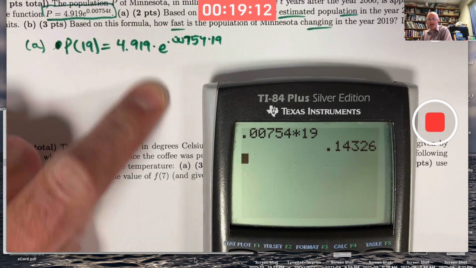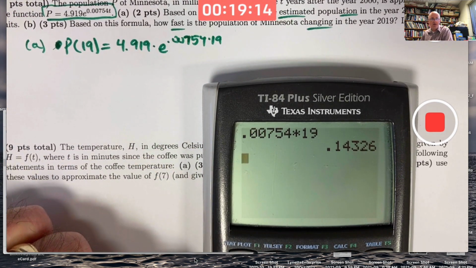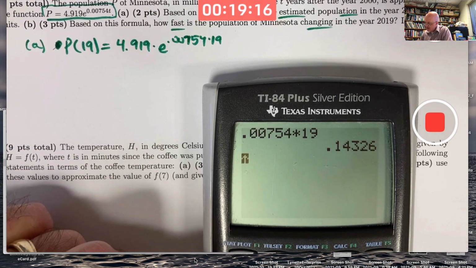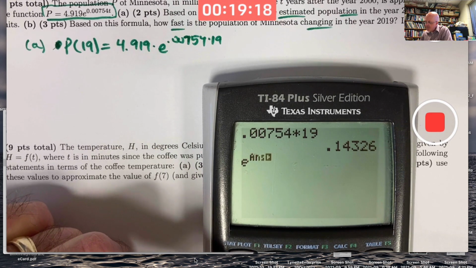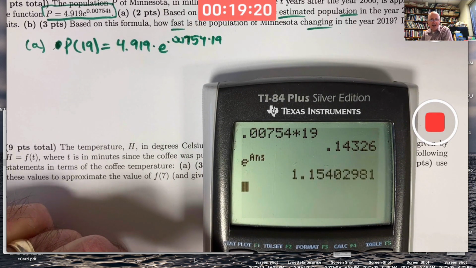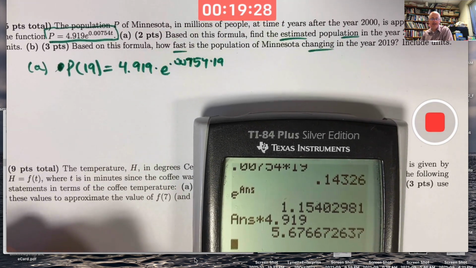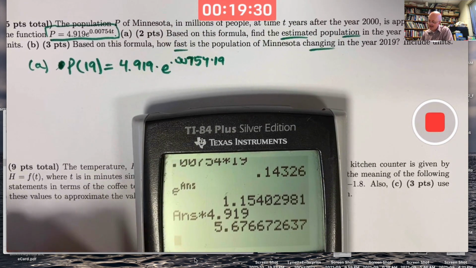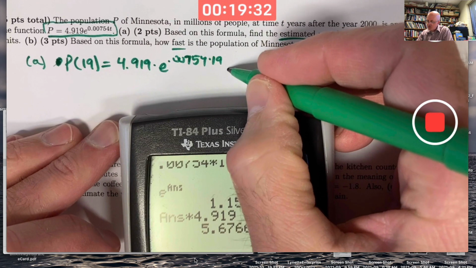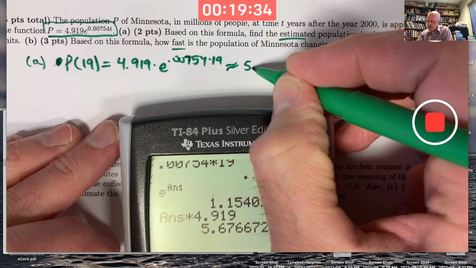I need to take e and raise it to that power. Looking for mistakes. No mistakes. I'm really worried I'm going to make a mistake here. And get that. And then times 4.919. So the estimate for the population would be 5.67 if you round it. It's probably too many significant digits, but don't worry about that.